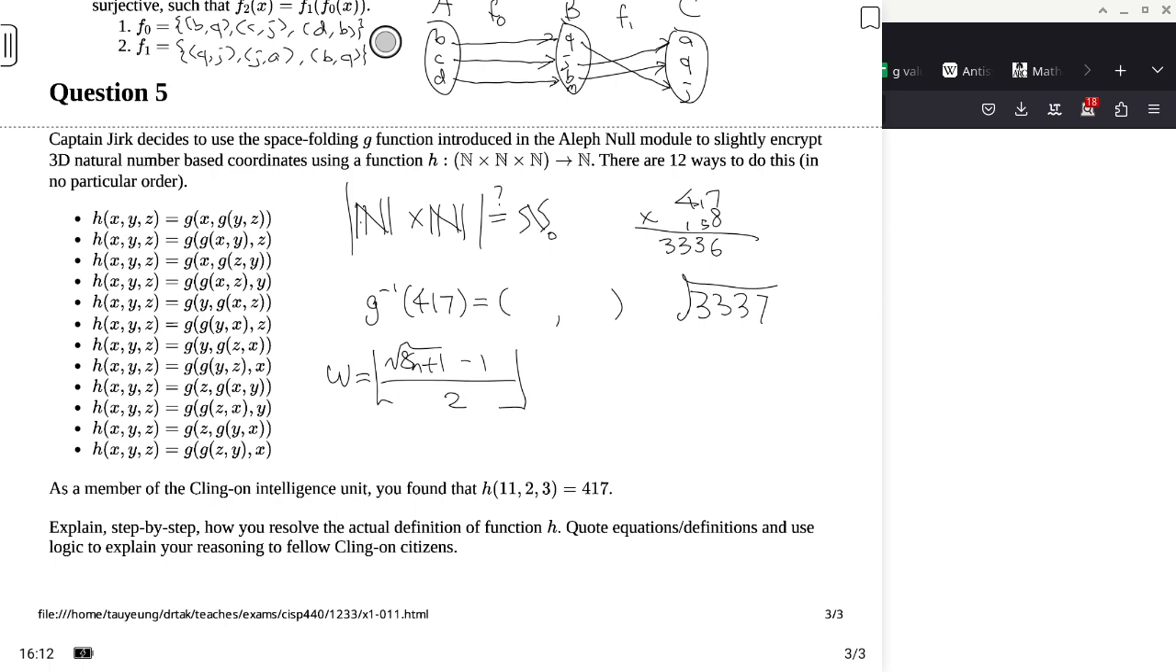So what if somebody tells me, I don't have a scientific calculator, but I have a normal, one of those dollar calculators that you get for free when you sign up for a new bank account. So what do you do in that case? How do you estimate the square root of 3,337? I go to the next perfect square over. In this case, 4,000, and then I go to the one lower.